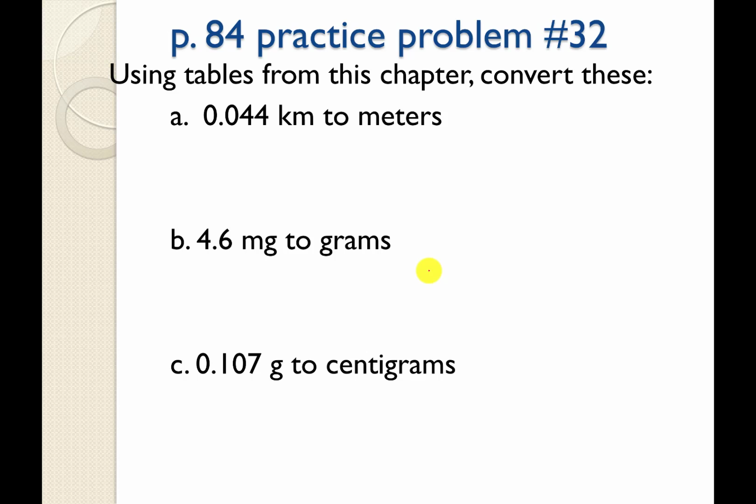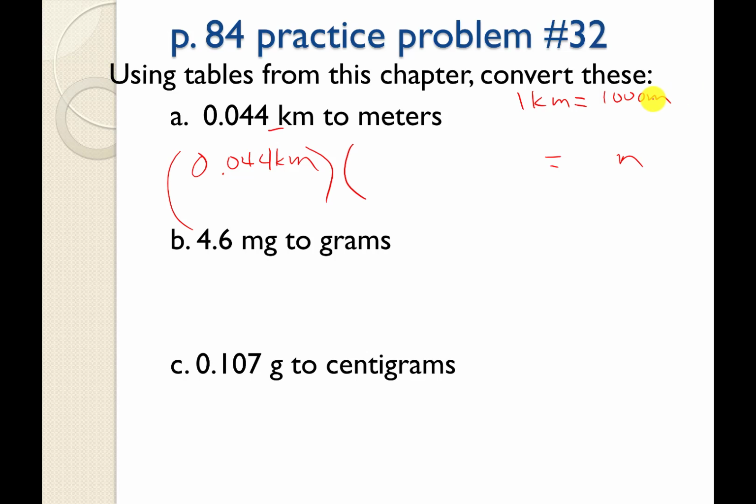Okay, welcome back. All right, let's just go through a method on how we can do this. Okay, we start with 0.044 kilometers. And our goal is, you can even put an equal over here, meters. All right, so how do we get from kilometers to meters? Is there any relationship we know between kilometers and meters? Well, let's look at this. Kilo means 1,000 meters. Okay, so 1 kilometer must equal 1,000 meters.